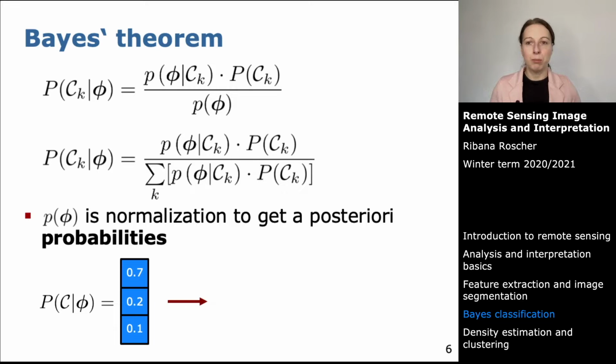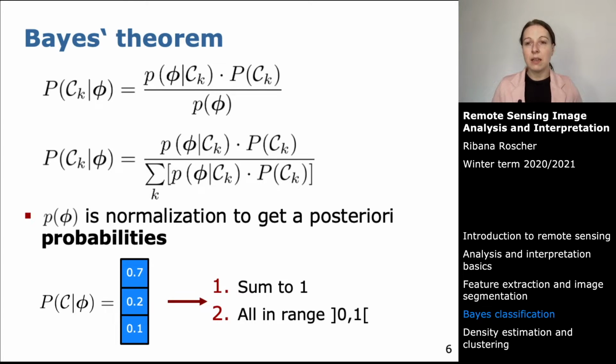with the goal that your posterior probabilities are actually probabilities. And here's one example showing you what such a posterior probability vector can look like. So you are given 3 classes here, and you see they are all larger than 0. They are all between 0 and 1. And they sum to 1. And these are actually the characteristics.